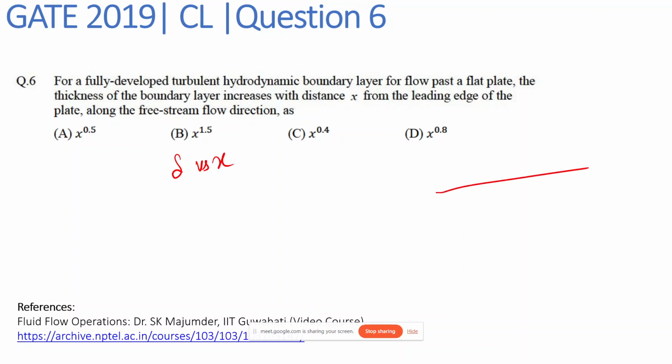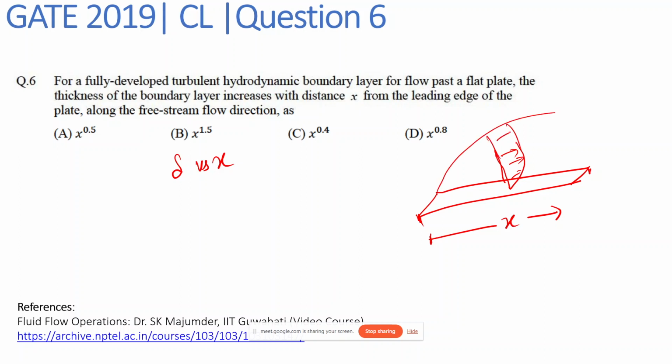So if this is our flat plate, this is our leading edge of the plate, and this is the distance x from the leading edge of the plate. And if I have to, let's say, draw the velocity profile for such a flow, so this is the velocity profile, then this distance is known as delta, and in this question we have to find the correlation between delta and x.